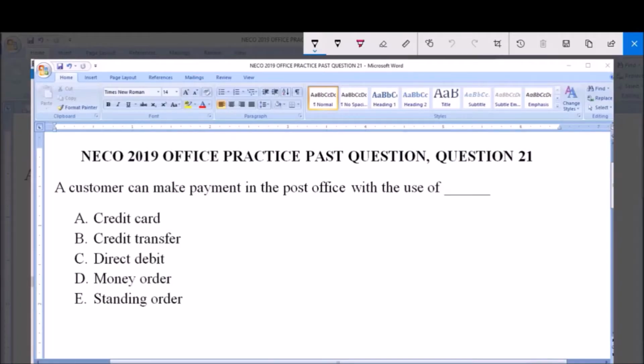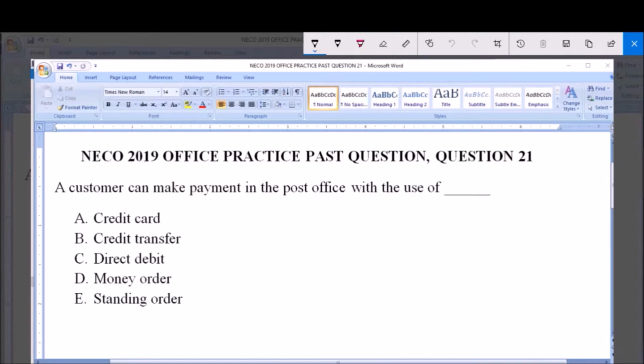I will be answering NECO 2019 Office Practice Past Question 21. A customer can make payments in the post office with the use of dash. A. Credit card, B. Credit transfer, C. Direct debit, D. Money order, and E. Standing order. Now, the question says a customer can make payments in the post office with the use of dash.